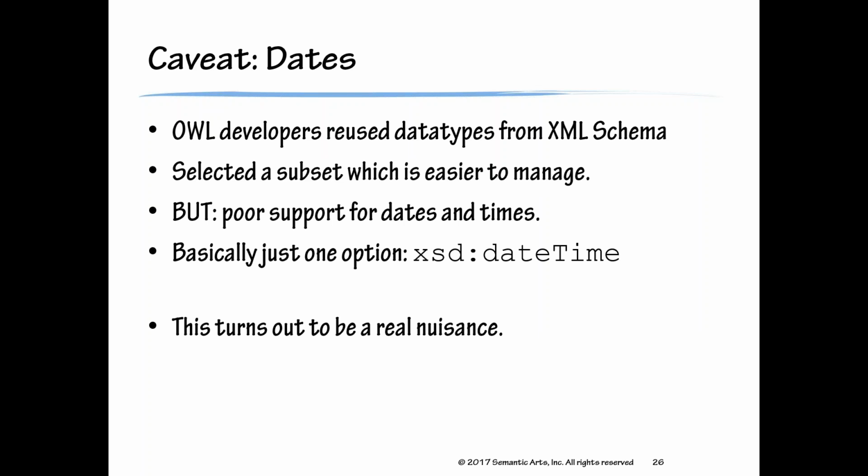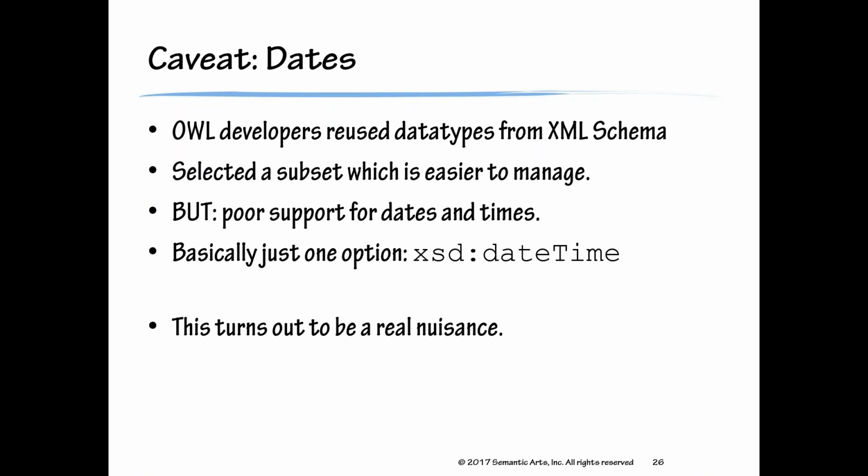So next, dates. Now, dates are pretty important when we're talking about temporal relations, but it turns out dates are a real headache in OWL. So the backstory is the creators of OWL, they actually didn't just start from scratch and make a bunch of data types. They just looked at XML schema and said, we'll use those. But they didn't use all of them. They selected a subset, which is nice on one hand because it's easier to manage a much smaller number. But it turns out one thing that you don't get very much of is dates and times.